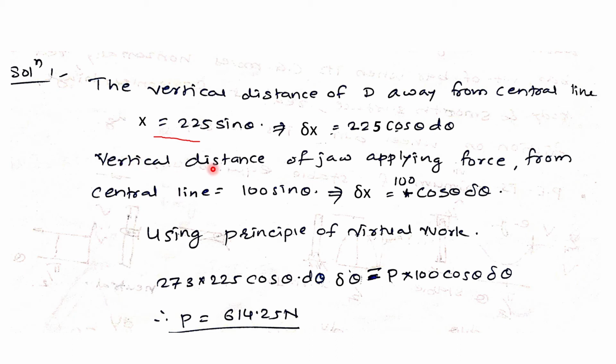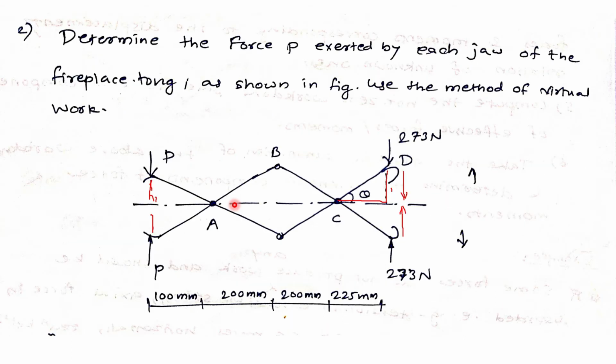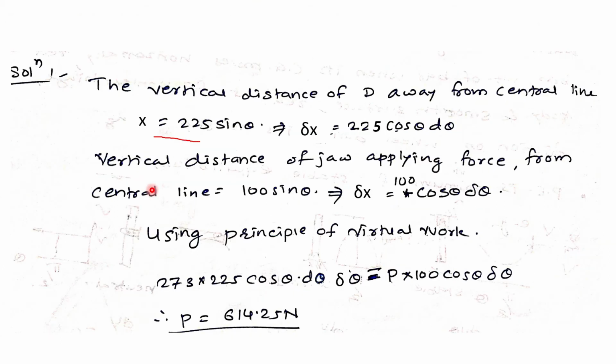Similarly, when we consider the vertical distance of the jaw by applying the force P from the central line, that is equal to 100 sine theta. What is 100 here? 100 is this distance, right? From this pivot point A till this point, line of action of force P. So this vertical distance is 100 sine theta. So what is del x? Del x is nothing but the derivative of that. So 100 cos theta del theta.